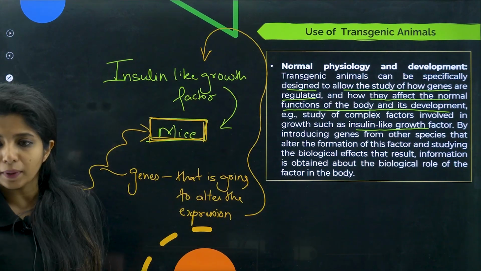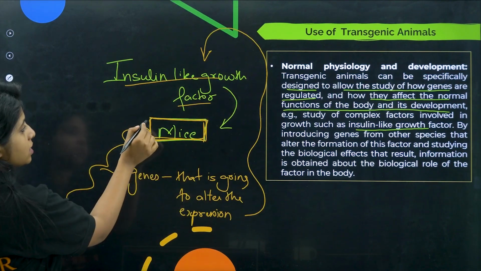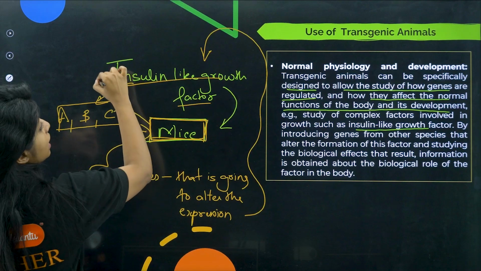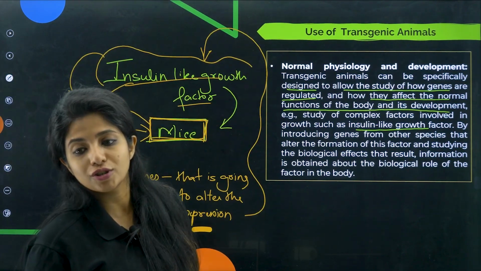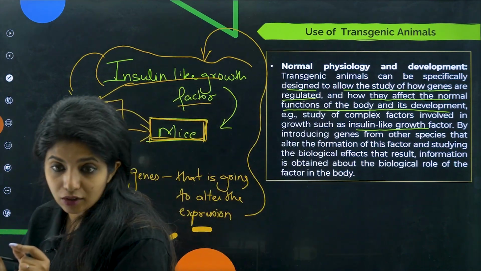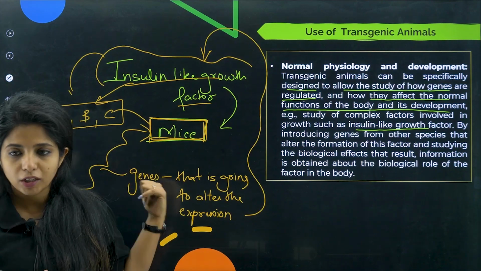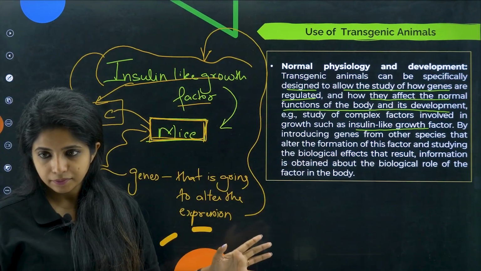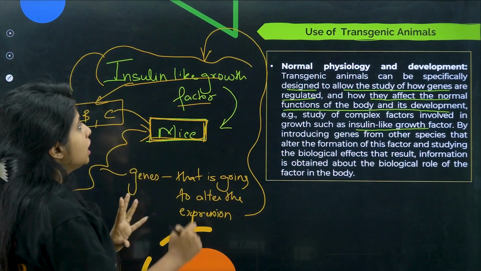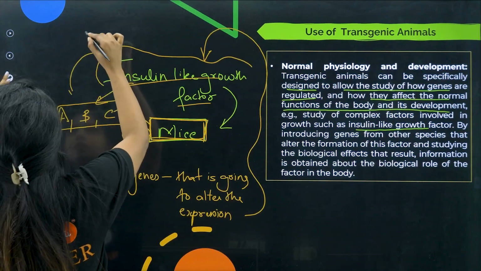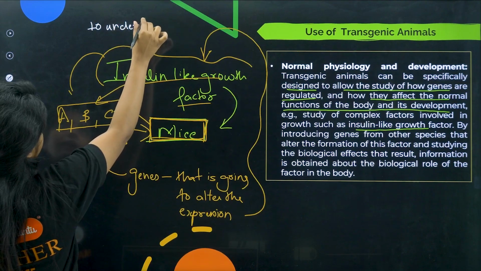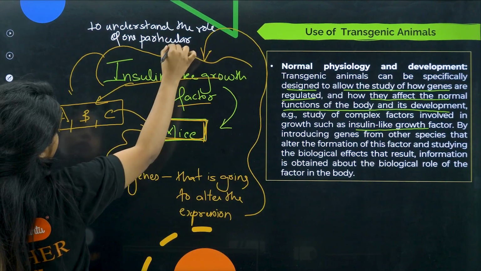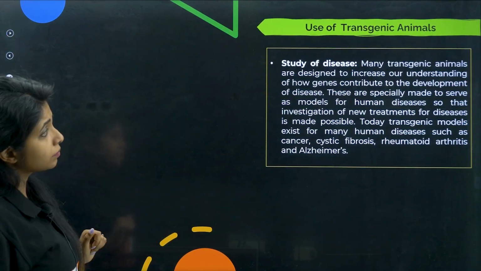Now I will see what will happen to these mice if this particular factor is not there. When I am doing this, I am able to understand, okay, so A function is not happening, B function is not happening, C function is not happening in the case of this new transgenic mice. That means probably insulin-like growth factor was responsible for all these functions. So I am getting to know the role of one particular gene or one particular protein in my body with the help of this experiment. So to understand the normal physiology, the normal work process of how things actually work and the development, we are using transgenic animals. Okay, works. So this is one thing: to understand the role of one particular gene.